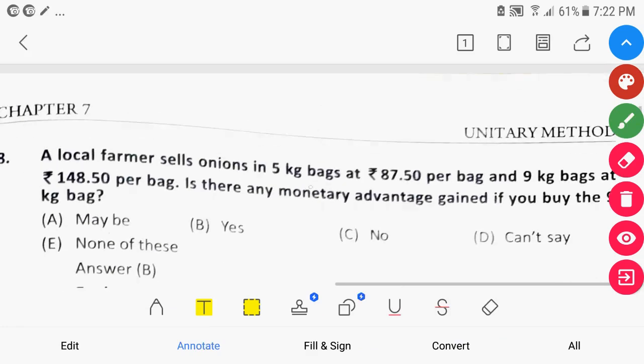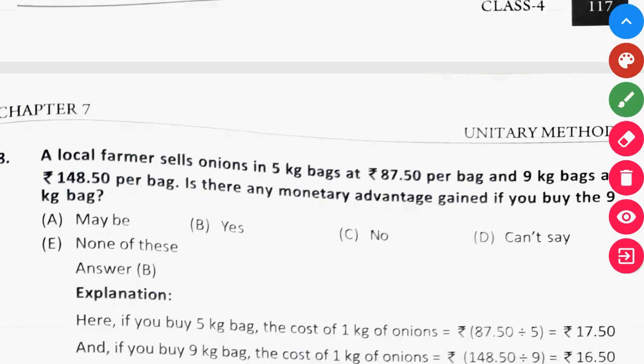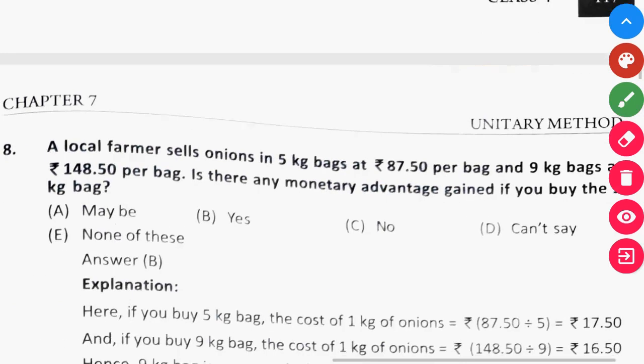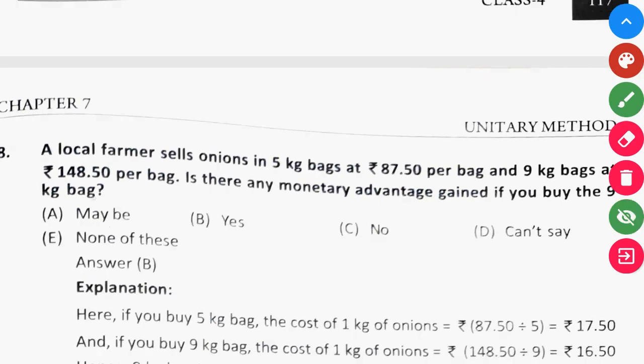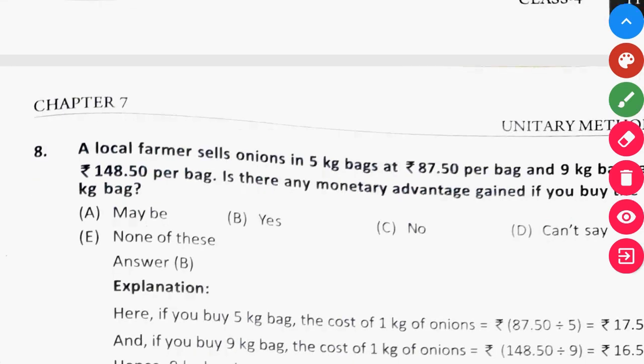The next one: a local farmer sells onions in a 5 kg bag at rupees 87.5 per bag, and a 9 kg bag at 148.5 per bag. Is there any advantage to be gained if you buy the 9 kg bag?